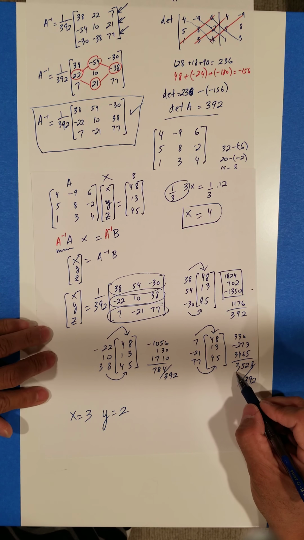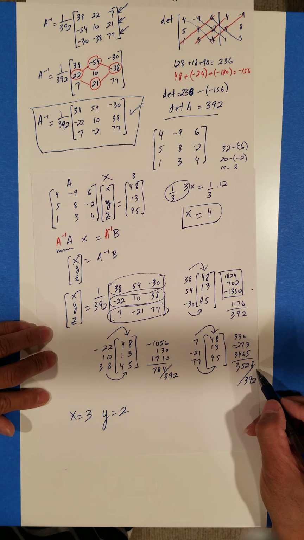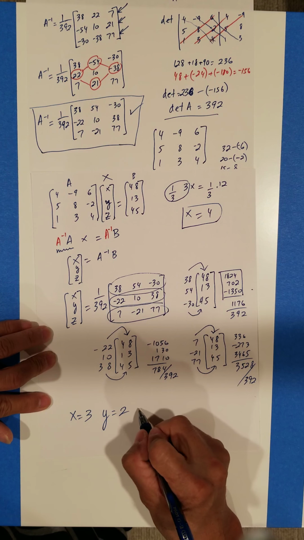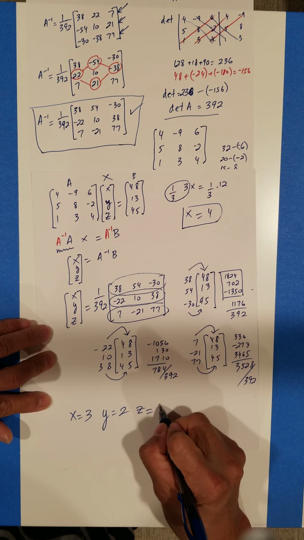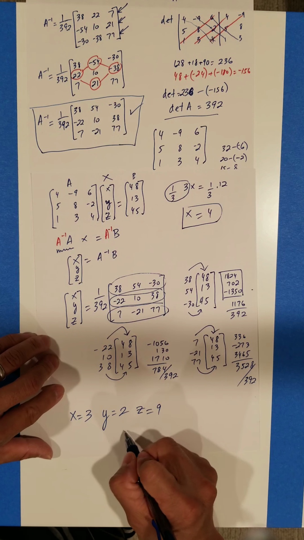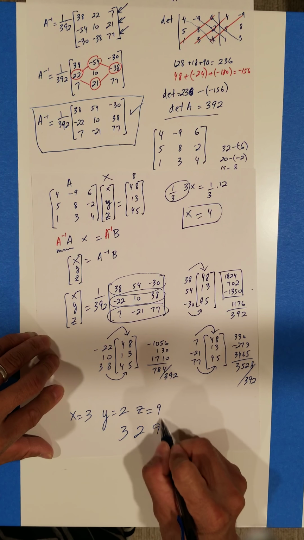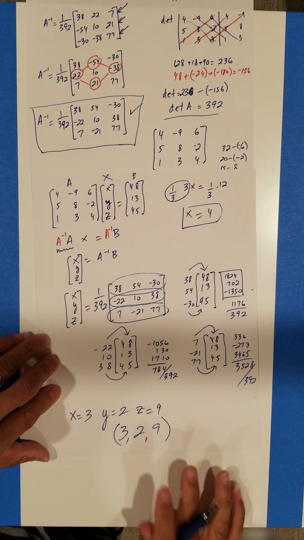So 3,528 divided by 392 will give you the z value. Dividing by 392, my z is 9. So that tells me my answer is x equals 3, y equals 2, z equals 9. So there you go.